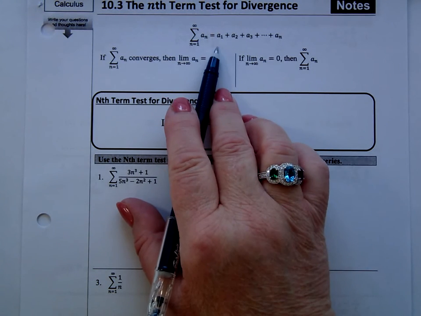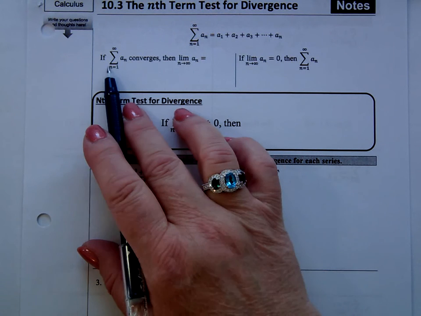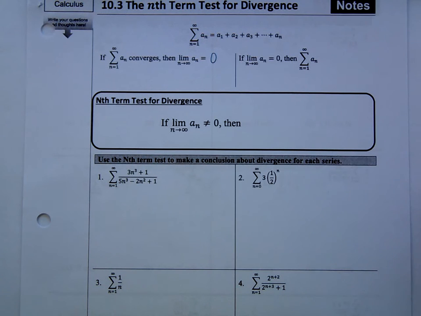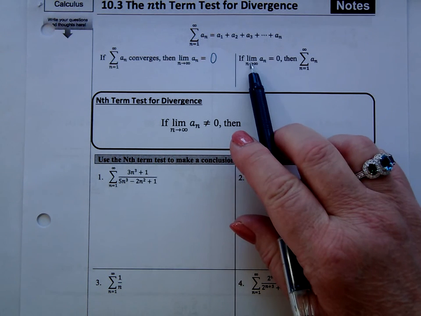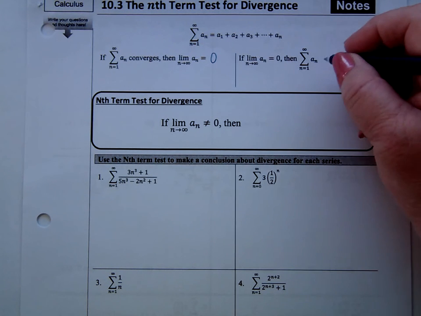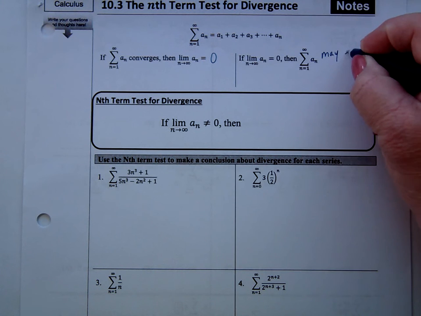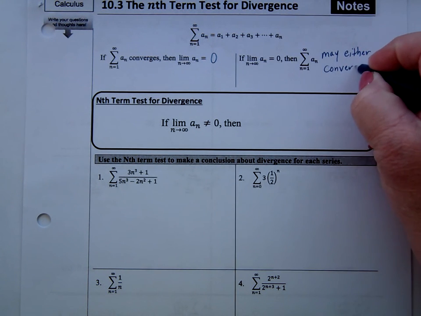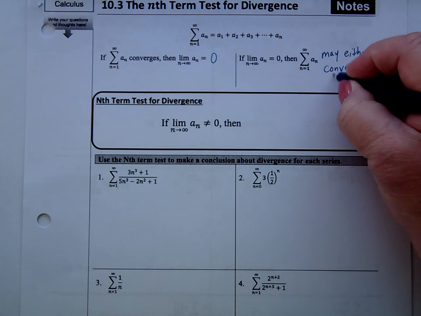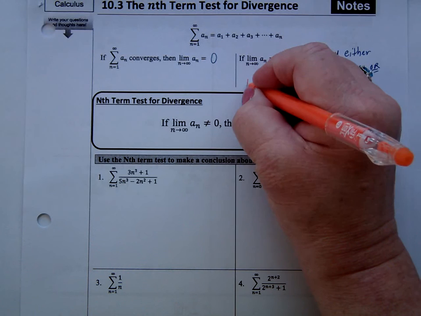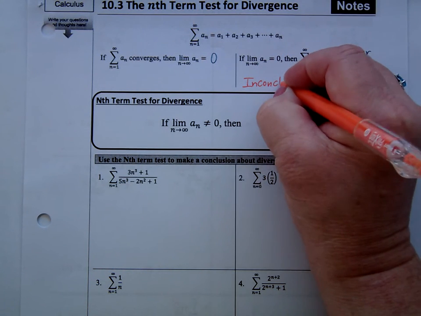I've got this sum and it converges. If the sum converges, then I know that the limit has to equal 0. But the opposite is not true. I think it's called a converse when they do this. If the limit equals 0, it does not mean that the sum converges. So it may either converge or diverge, which means that really we call it inconclusive. Cool word, inconclusive.